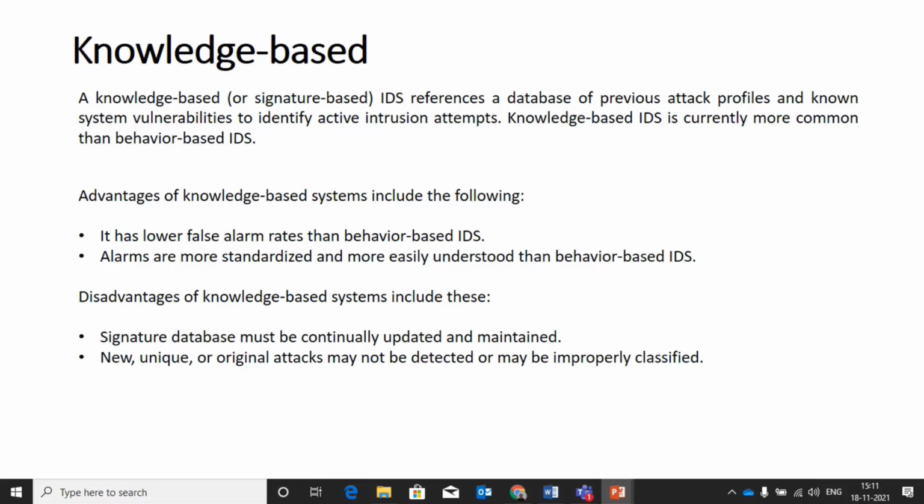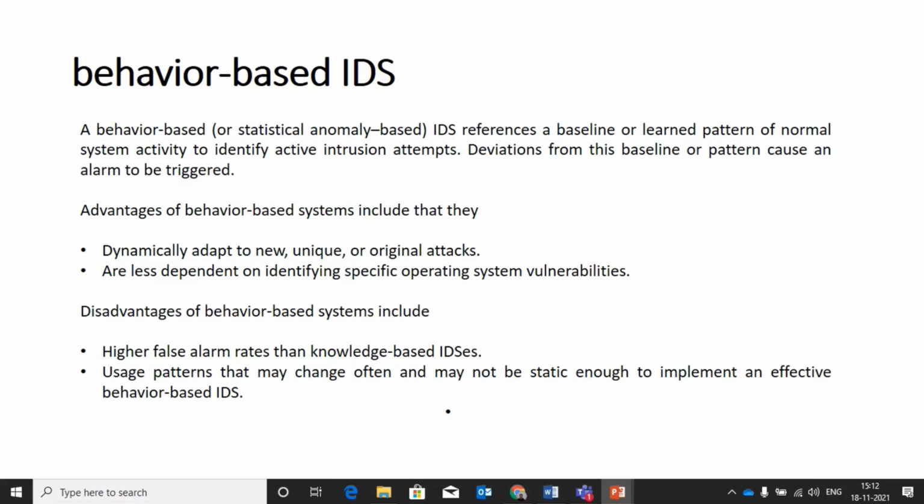The advantage of knowledge-based IDS is that it has lower false alarms because we know the things correctly, and the alarms are more standardized and more easily understood than those of behavior-based IDS. The disadvantage is that the signature database must be continuously updated and maintained, because if you have a much older database, you don't know about the newer attacks and your system may be compromised. So new, unique or original attacks may not be detected or may be improperly classified because we don't have the pattern of a previous record.